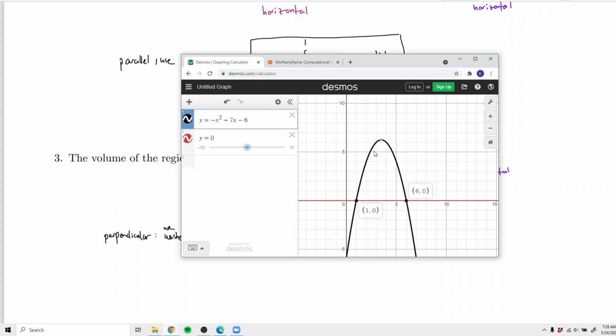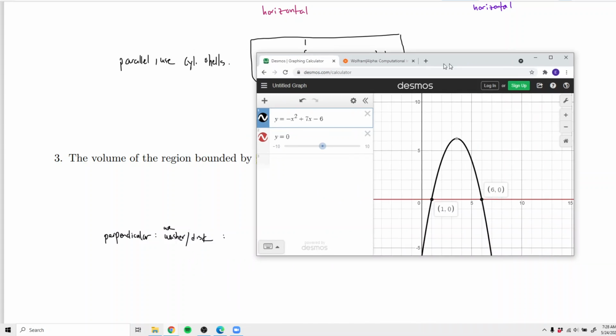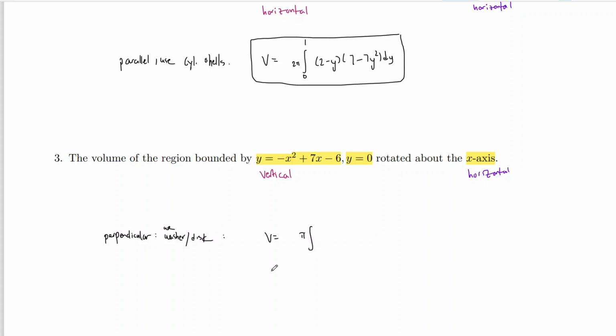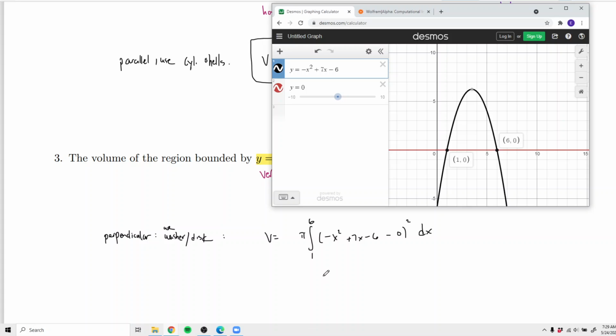So it's the negative x squared plus 7x minus 6 minus 0. And it runs from the x values. You can see here it's from x equals 1 to x equals 6. So we got pi, the bounds from 1 to 6 of r squared, since it's just the disk method. And we had the radius was negative x squared plus 7x minus 6 minus 0. So the top minus the bottom one from our picture, squared dx. So that's all we have to do because we're only setting this one up.